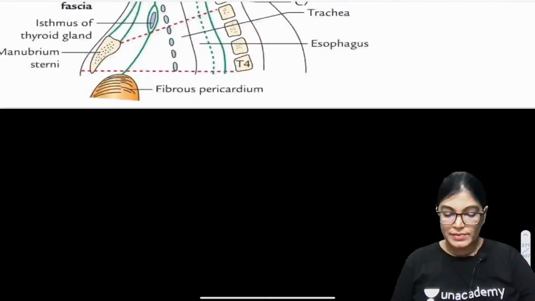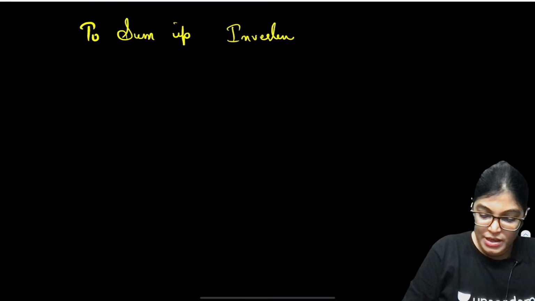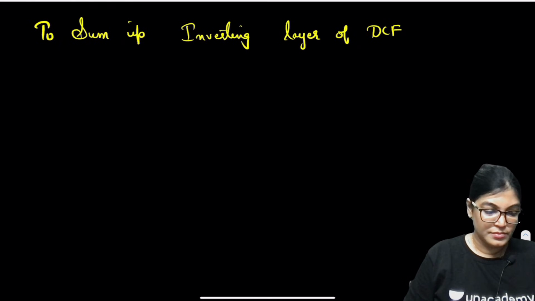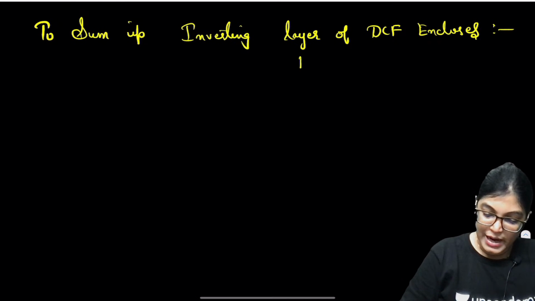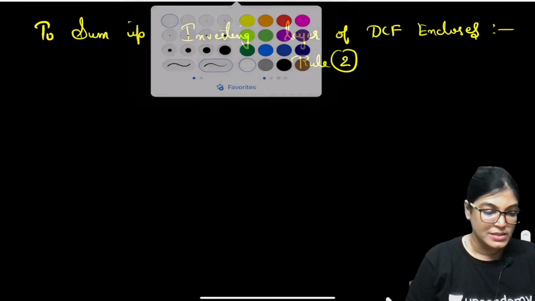So, yes, done with this. Now, just write down, to sum up at the end. So, yes, we have done with the important modifications of the investing layer of deep cervical fascia. To sum up at the end, are you understanding? Let me know. The investing layer of deep cervical fascia encloses the following structures, and the rule of 2 is also applied. What are the structures enclosed? Please write the list.